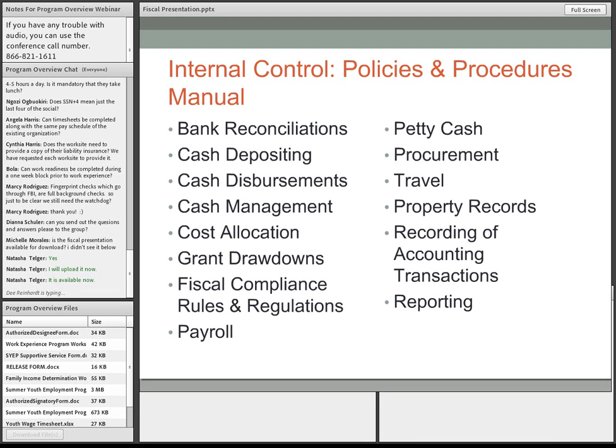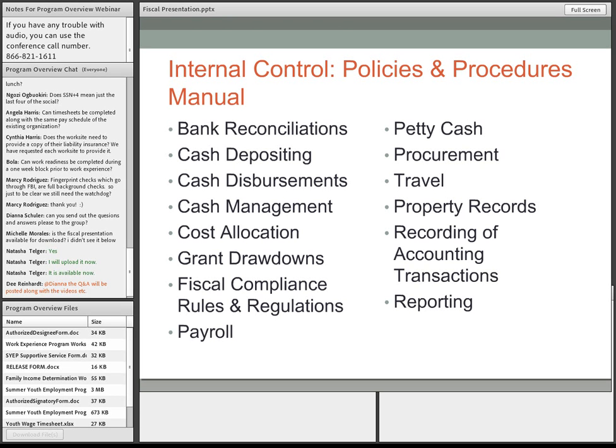Here's some policies and procedures manual. At a minimum, these are the things that we would like to see in your policy and procedures manual. I'm not going to read through them. You can certainly read those.